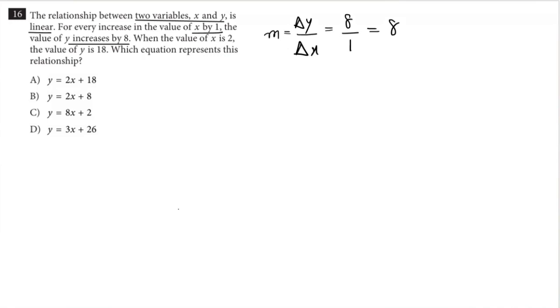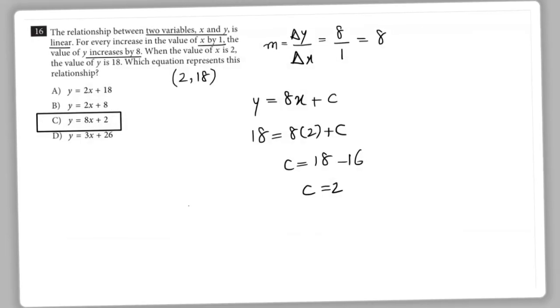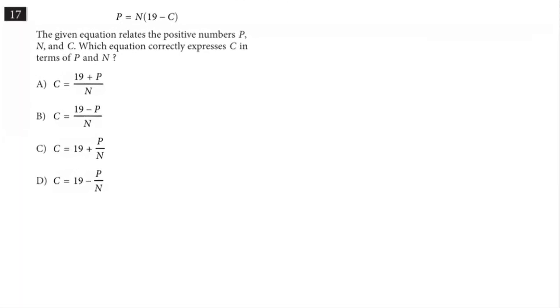When the value of x is 2, the value of y is 18. Well, you can do it this way as well. I've got my answer. I know C is the correct answer because that's the only one which has a slope of 8. But if you want to go a bit further, you can put in c and use this point, 2 and 18, to get the value of c. So 18 equals 8 times 2 plus c. So c is going to be 18 take away 16, so c is 2. So just by gradient, you could have guessed that C is the correct answer.